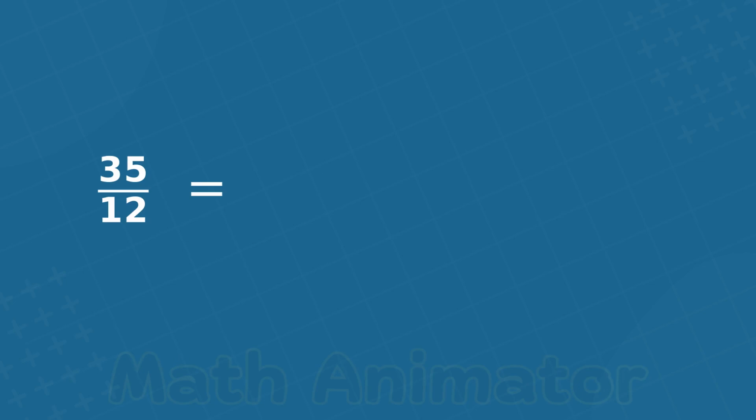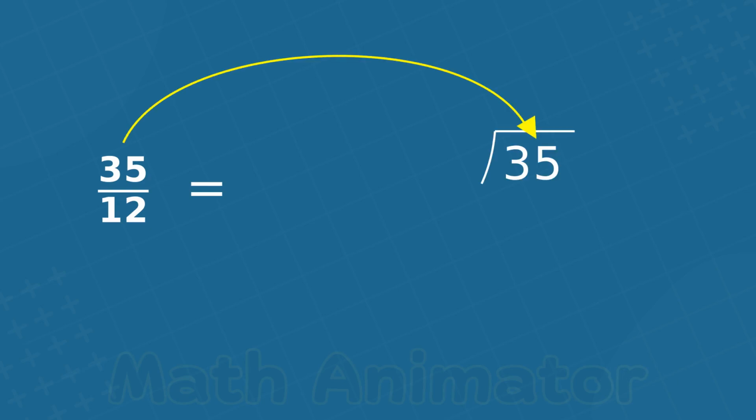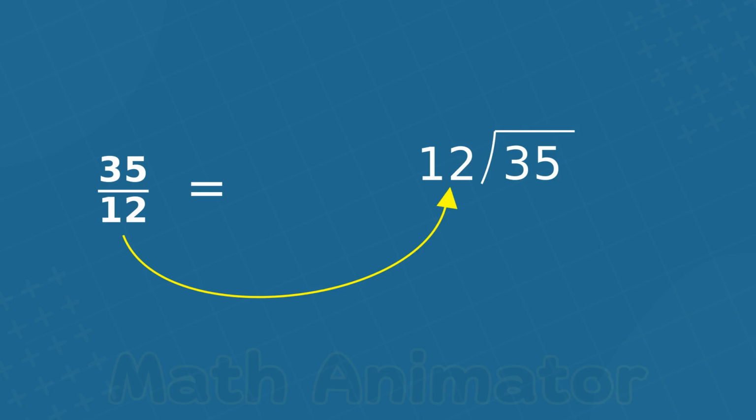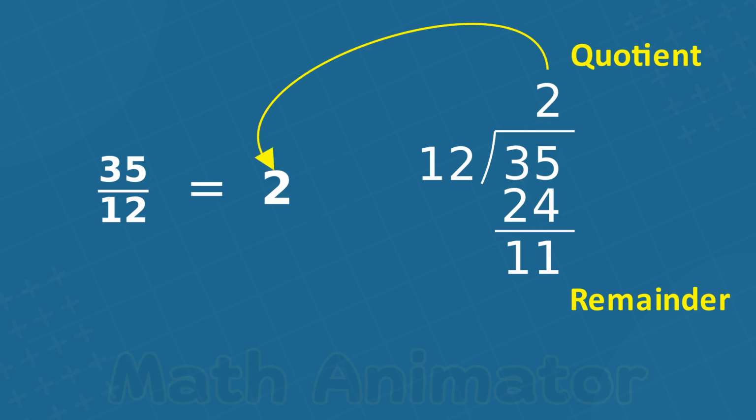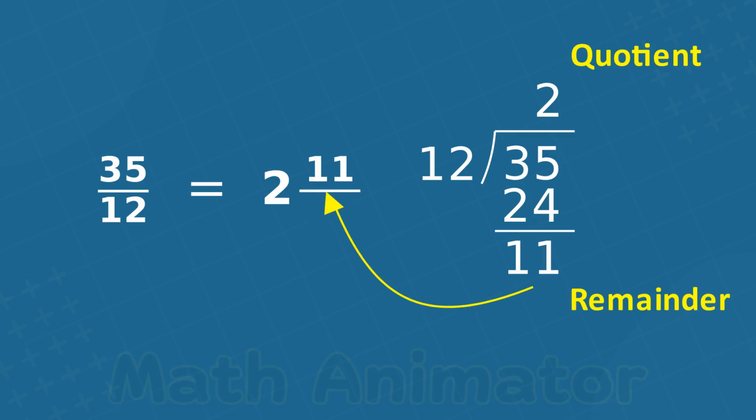Here is another improper fraction, 35 over 12. We want to convert it into a mixed number. Consider the division 35 divided by 12. We get the quotient 2 and the remainder 11. Then, we can obtain the mixed number by the quotient and the remainder.